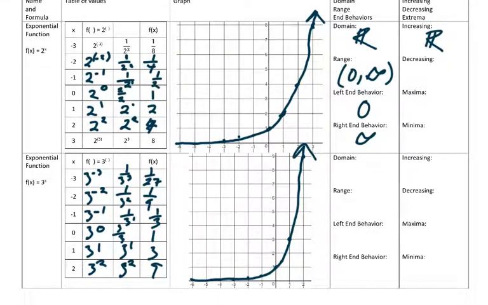That's what it is. So notice it's actually a little bit, if you can kind of see, a little bit steeper than this one is. And actually, the base will change how steep the exponential is. The domain is also all reals. The range is 0 to infinity. The left-end behavior is 0. The right-end behavior is this. And it is increasing for all reals.